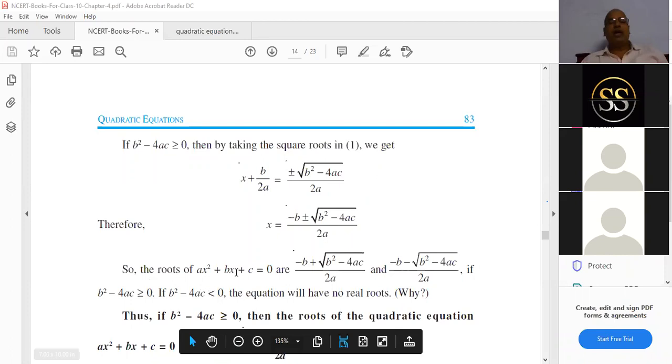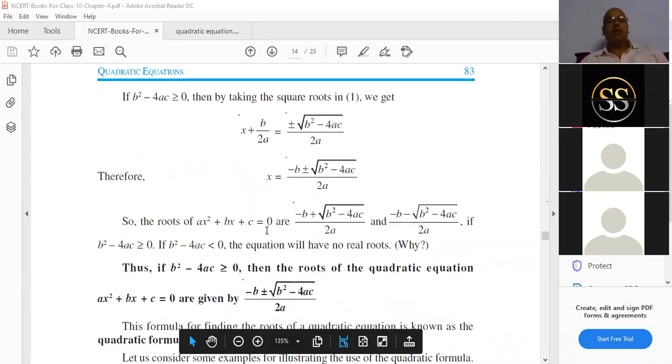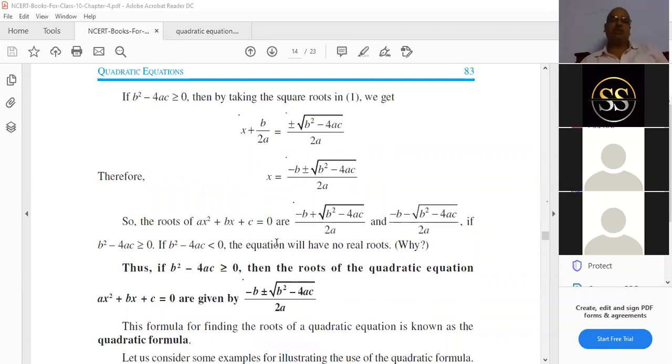So the roots of ax square plus bx plus c equal to 0 are minus b plus root b square minus 4ac by 2a and minus b minus root b square minus 4ac by 2a. These are the two roots of the given quadratic equation ax square plus bx plus c equal to 0. This is called the quadratic formula.